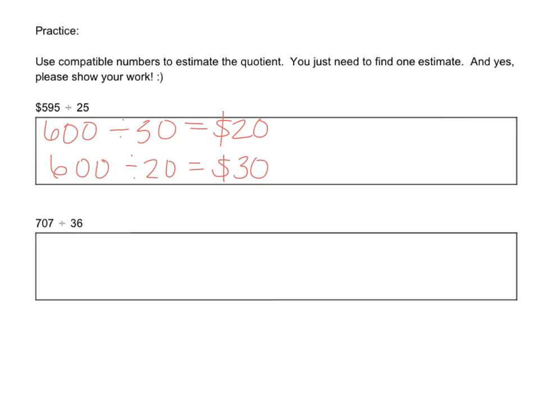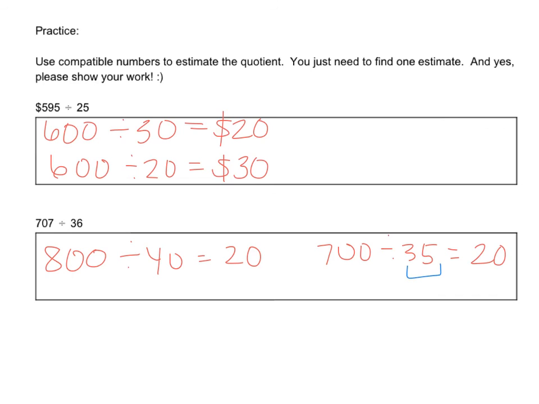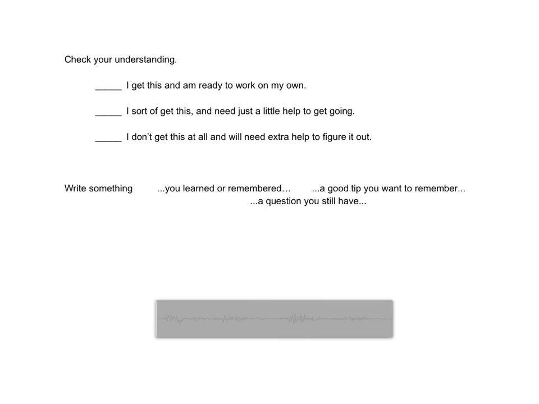On this next one, you might have done 800 divided by 40, which would be 20. You might have also done this, 700 divided by 35. Now, you might be thinking, well, that's not easy. But if you're thinking about math facts, not too hard to do: 35 doubled is 70. So that might be another option that you might choose to do. Okay, please take a moment, check your understanding, and write something down for class tomorrow.